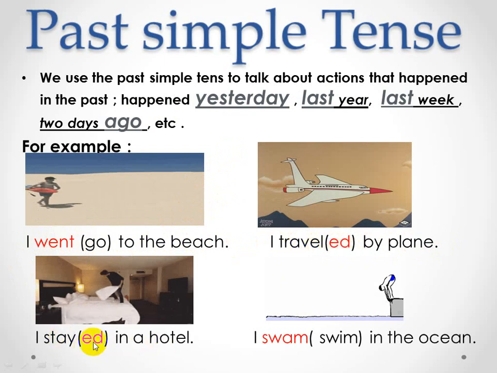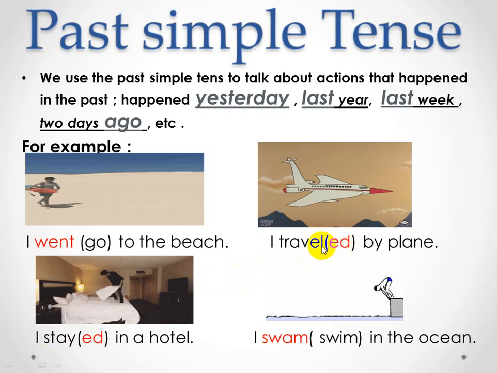I stayed in a hotel. Stay is present, stayed is past. I swam in the ocean. Swam is the past form of the verb swim. By the way, go and swim are irregular verbs. Travel and stay are regular verbs.